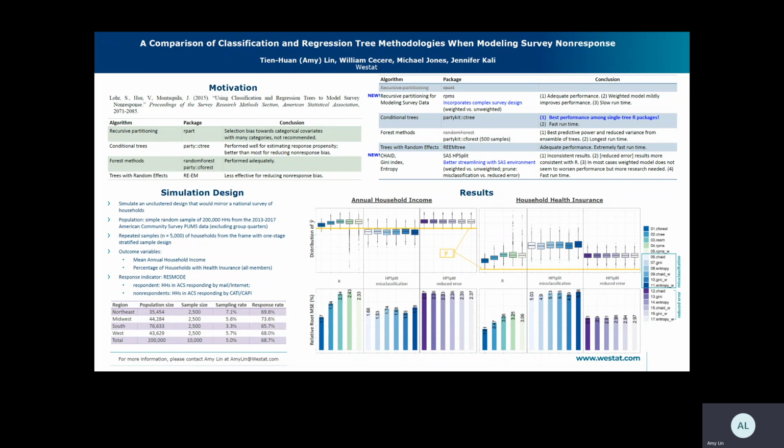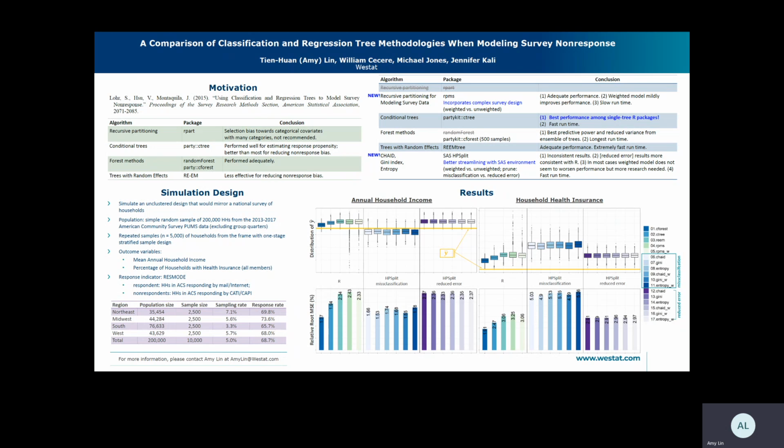Just a brief disclaimer, the results of this study are specific to the settings and cannot be extrapolated to more complex survey designs. So to start, I'd like to guide you to the upper left on the motivation of our study. Very often in surveys, statisticians use tree algorithms to model survey non-response in order to mitigate non-response bias.